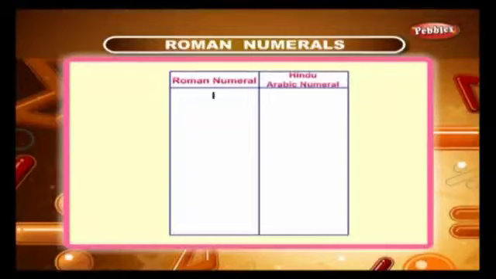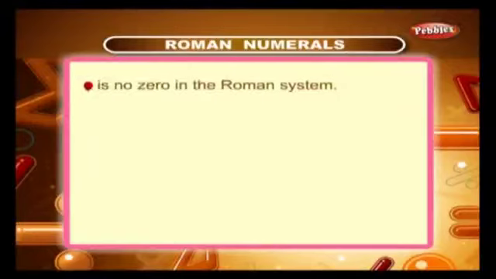Look at this table. Here we have compared the Roman numerals with the symbols used in the Hindu-Arabic system, where symbol I used by the Romans is equal to number 1 in the Hindu-Arabic numerals. Symbol V is equal to numeral 5. Symbol X is equal to numeral 10. Symbol L is equal to numeral 50. Symbol C is equal to numeral 100. Symbol D is equal to numeral 500 and symbol M is equal to numeral 1000. There is no zero in the Roman system.